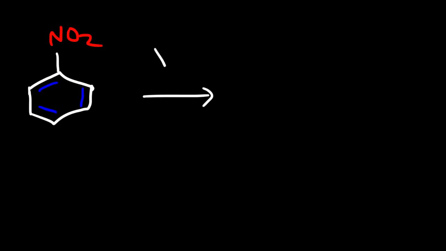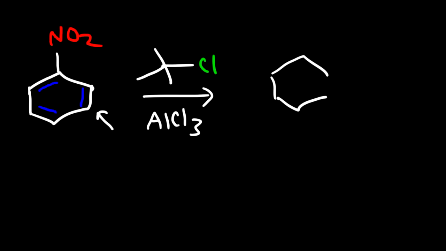Now for the next example, we're going to start with nitrobenzene. What's going to happen if we react nitrobenzene with tert-butyl chloride and AlCl3? So what's the major product of this reaction? Now we know that the NO2 group is a meta-director. So you might be thinking, well, hey, this should be the product.